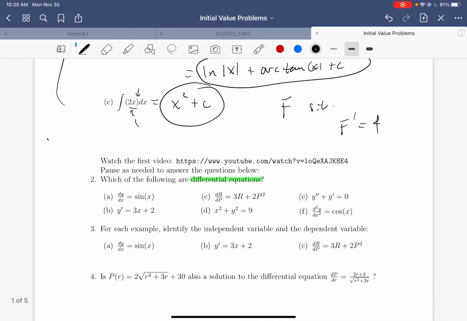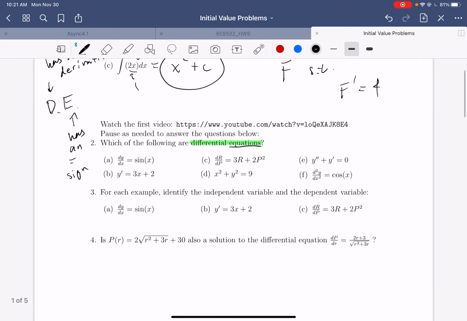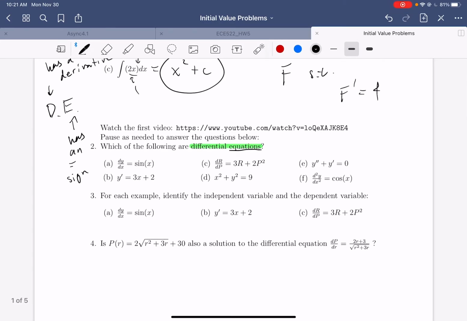And a differential equation is just something that has an equal sign, and that's where the equation part of the name comes from. And where the differential part comes from is it also has a derivative. Okay. So, for example, I have a derivative, I have an equal sign. This is a differential equation.